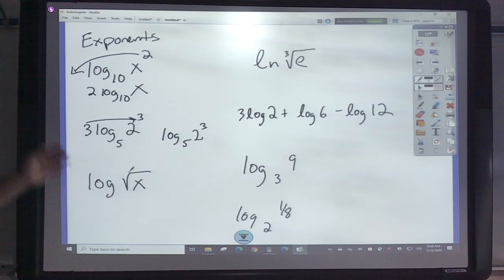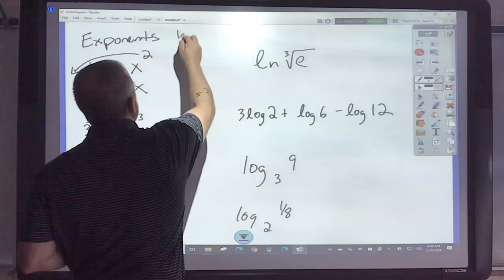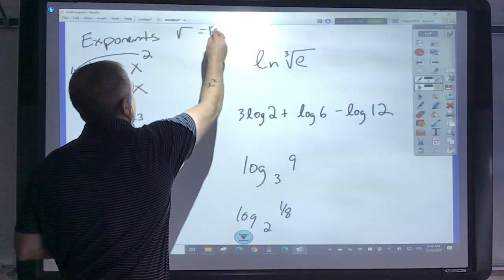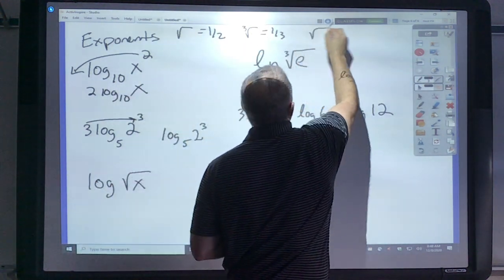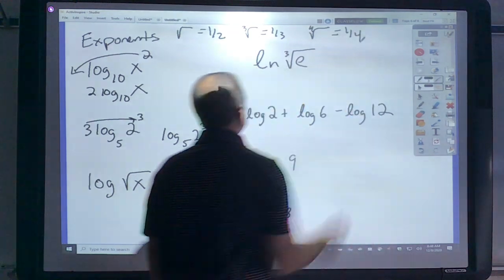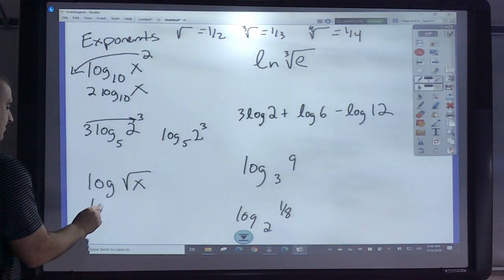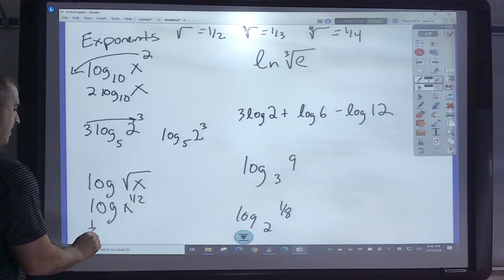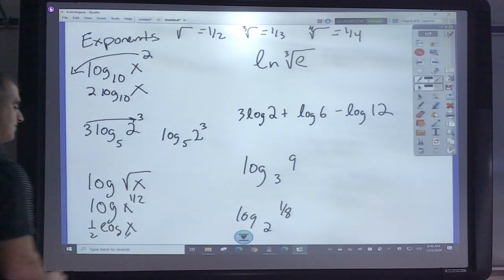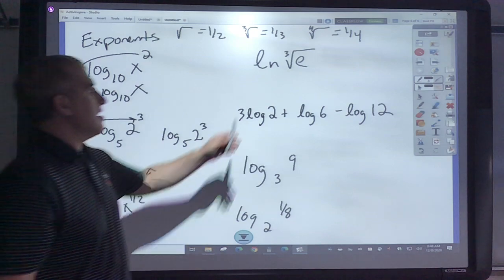It's when you have radicals. Radicals can be written as exponents. Square root can be written as 1/2. Cube root could be written as 1/3. Fourth root could be written as 1/4. So what this would be is log x to the 1/2, and you can move the 1/2 in front of the log.